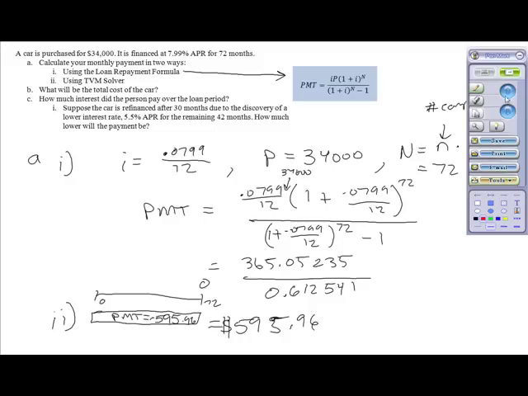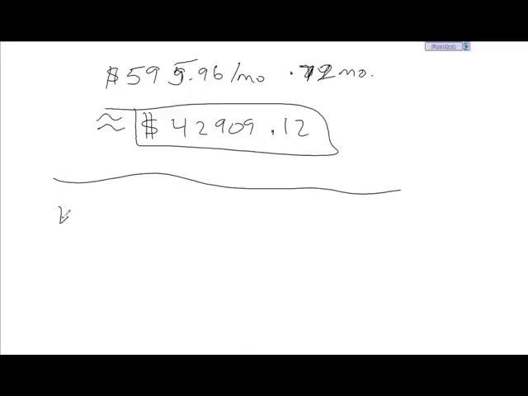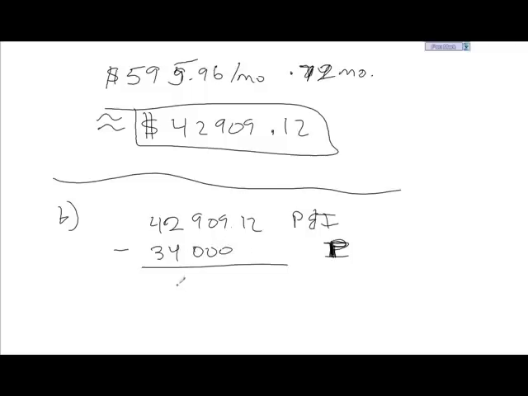In the next part, part C, we want to know how much interest the person paid over the loan period. Well, that's just the difference between the total paid and the principal: 42,909.12, which is P and I, minus the principal portion of 34,000. The difference there is going to be $8,909.12.